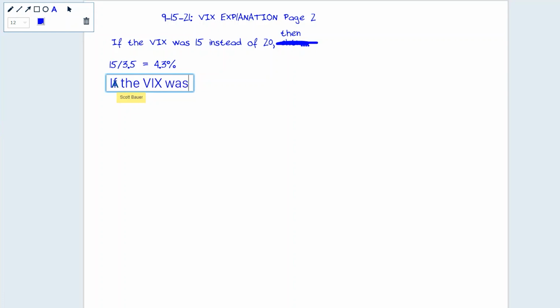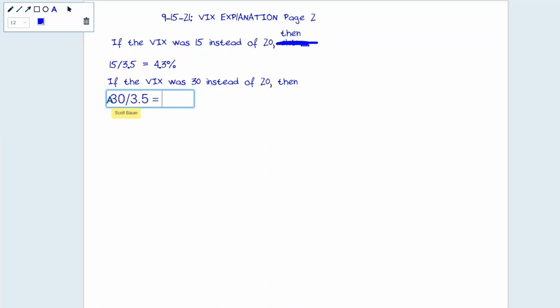And if the VIX was 30 instead of 20, then we would take 30 divided by 3.5. And now what that is representing is an expected move of 8.6% over the next month. So if those are the expected moves based on where the VIX is, then the options need to be adjusted appropriately to represent those moves.